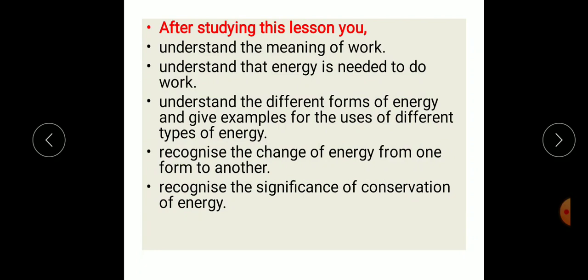After studying this lesson, you will understand the meaning of work. What do you mean by work? Second, understand that energy is needed to do work. Third, understand the different forms of energy and give examples for the uses of different types of energy. Next, recognize the change of energy from one form to another form. Last, recognize the significance of conservation of energy.